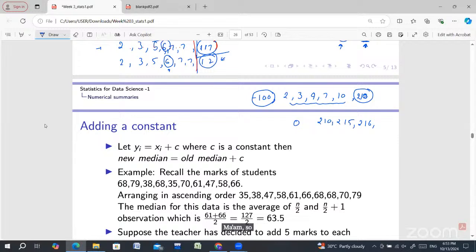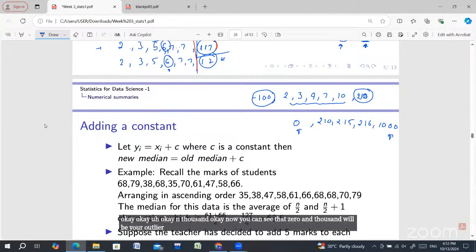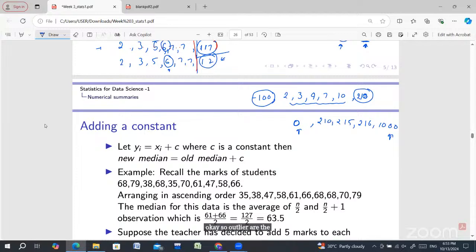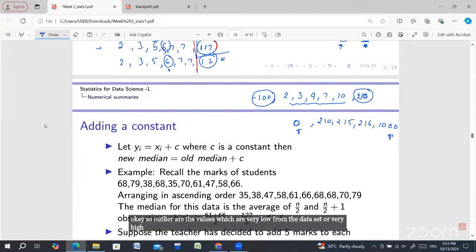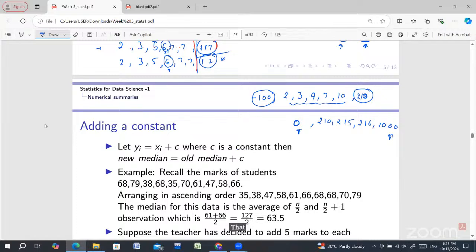If we take, like, 0 and 1000, you can see that 0 and 1000 will be your outliers. Outliers are the values which are very low or very high in the data set, so they will not come in between the data points. If you arrange the data set, the extreme values will be either on the left side or the right side, so the arrangement will not be changed.